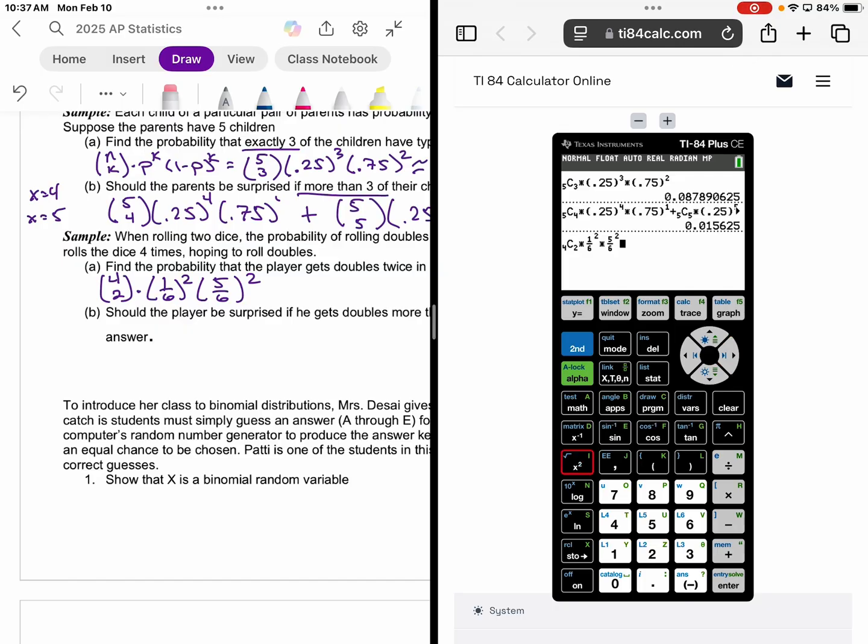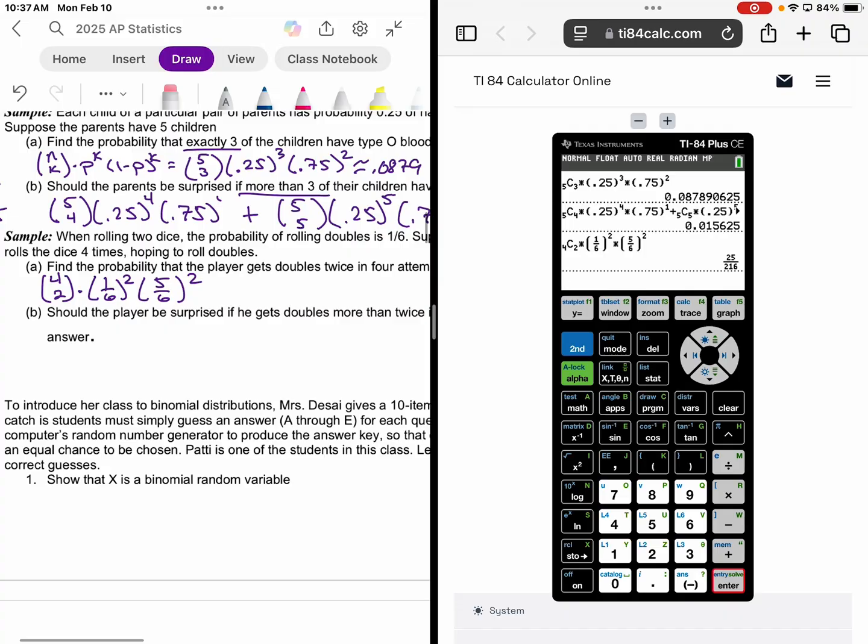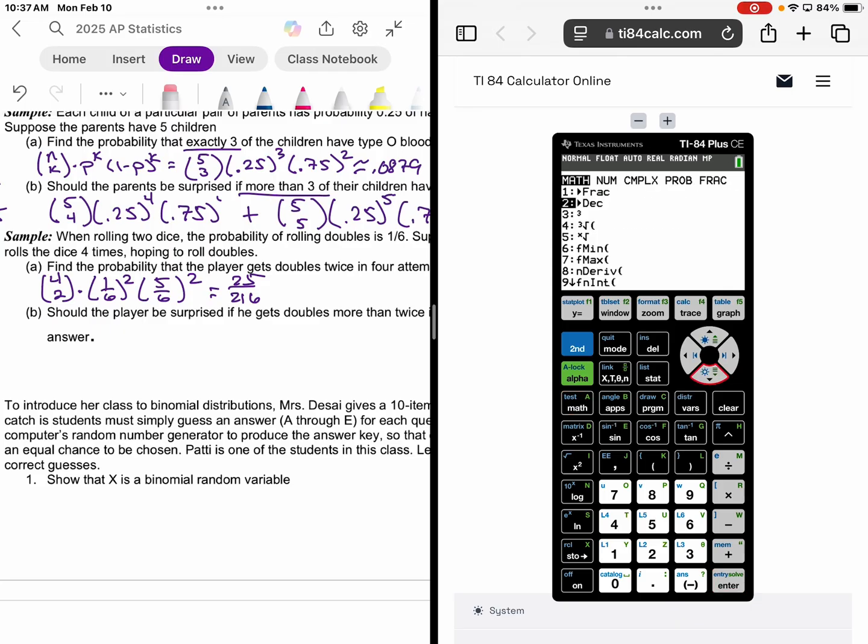All right, that looks pretty darn good. If you want to put the parentheses in there, you can. You don't have to. And that gives me, oh, nice. I love that. Love fractions. 25/216. And we're like, what the heck is that? Math, arrow down to option 2, tells me to put it in a decimal. So that's approximately 0.1157.